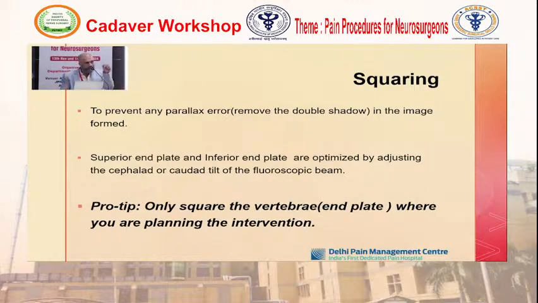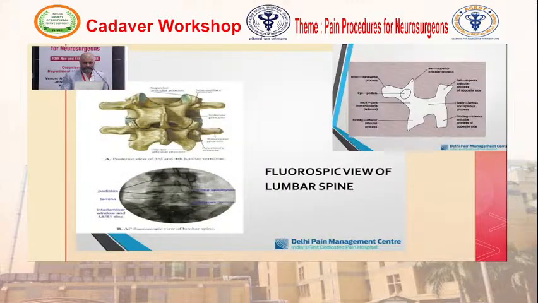So if your target is whatever procedure you do at the L4 level, and you are working on the L4 inferior plate, just try to remove the parallax of that particular level. Don't try to do the entire spine.